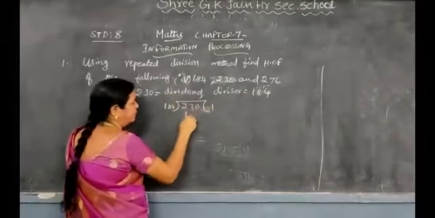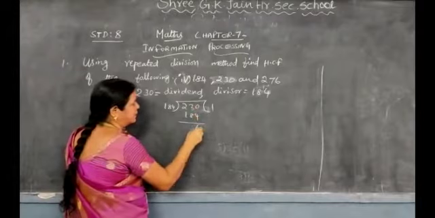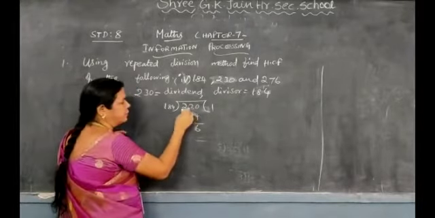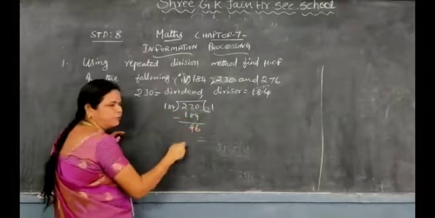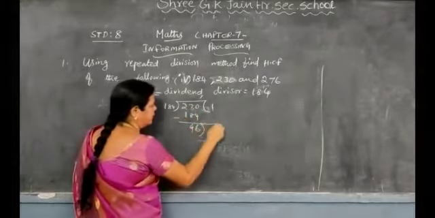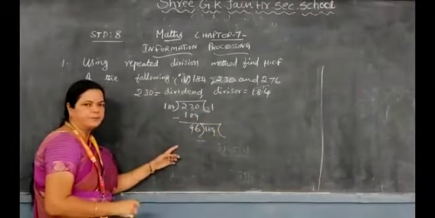230, 184, how many times? One time. So 184 minus, 10 minus 4, you will get 6. Then here 2, so if you are borrowing here it will become 12. So 12 minus 8, how much? 4. So 46. Then you will get again 184. So how many times will it go now?